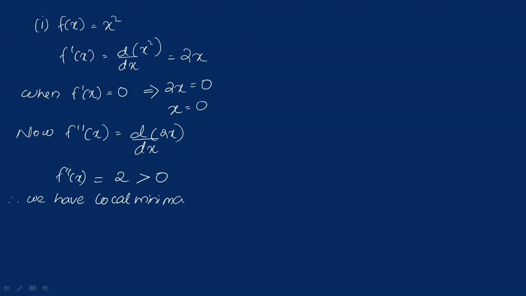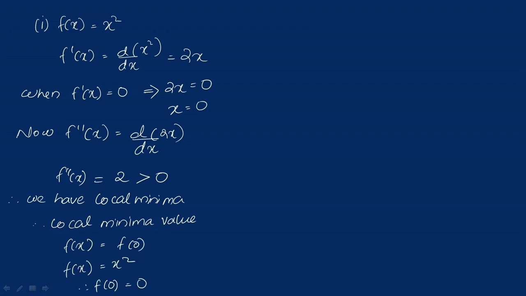Since 2 is a positive quantity, we can say we have a local minima here. So the local minimum value: we have f of x equal to x square, and applying x equal to 0, that is f of 0, that is 0 square. So f of 0 is 0 itself. So at x equal to 0 we have the local minimum value, and we don't have a local maxima here.